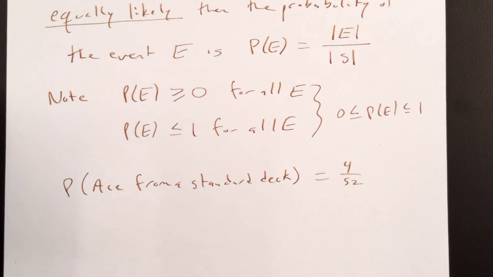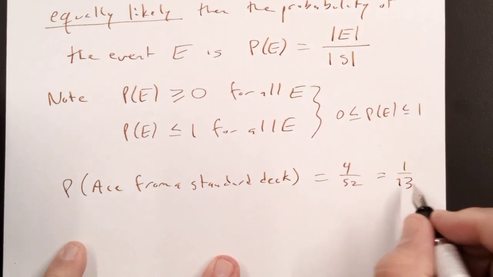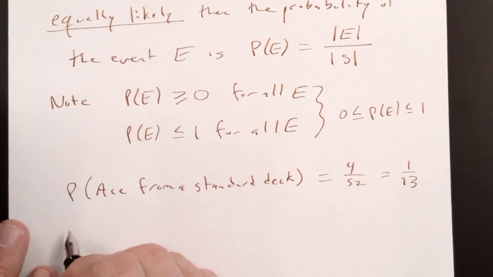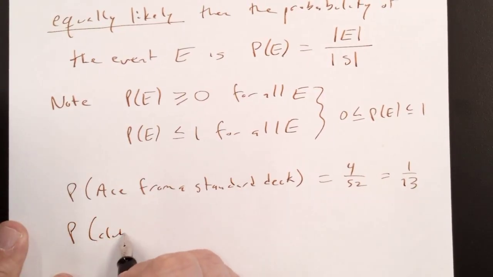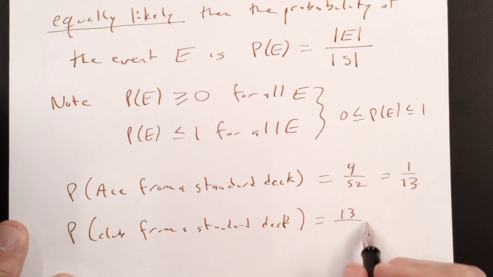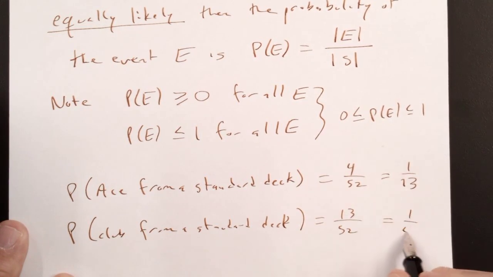Now, again, you can give me a decimal. You could reduce this fraction. You are welcome to give me this any way you want as a number. What is the chance that you get a club from a standard deck? Exactly. Which would then be 1 out of 4.